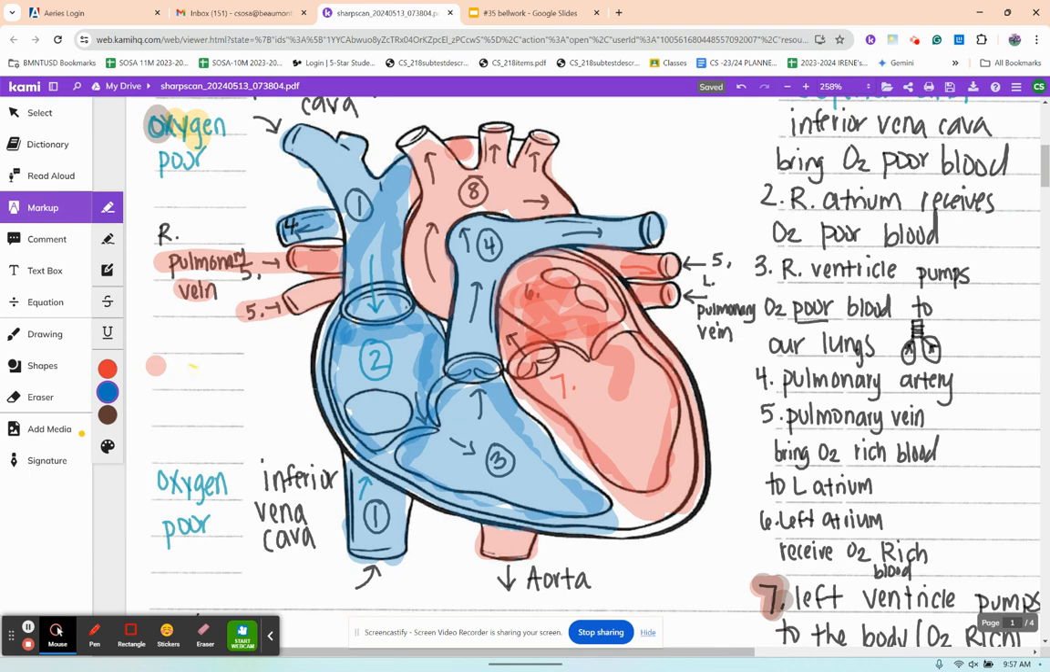Oh, 6, right here. Got it. Hold on. Right here. It's going to be above 7, our left atrium. Hold on. I'll zoom in. Number 8. Oh, give me 1 second. Hold on, guys. My screen froze.